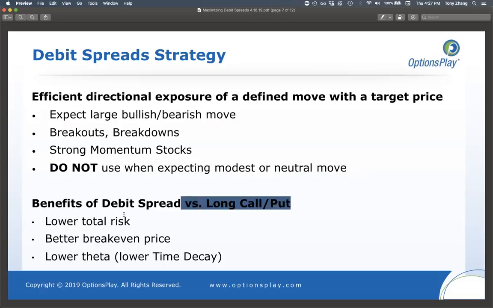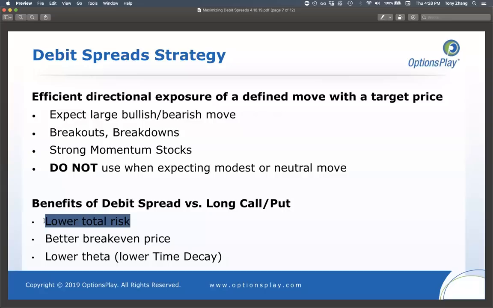So let's talk about what the benefits of debit spreads are versus just outright buying a long call or a put, because the way that you should really think about debit spreads is as graduating from buying a call or a put into a slightly more advanced strategy, because it lowers your total risk. So in the examples before, instead of buying a call or a put for $4, I'm now getting the same directional exposure for only $3. So I've limited my risk by 33%.